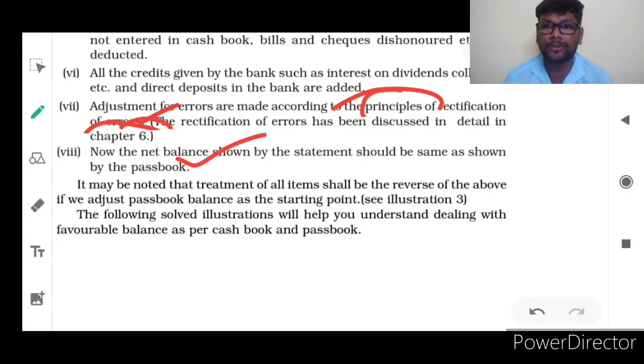If the adjustment starts from the passbook, I told you that preparation of the bank reconciliation statement begins with cash book balances. If it is the passbook, it will be in reverse order. Because it is an inverse relationship, the cash book debit side and passbook credit side are the same, and the passbook debit side and cash book credit side are the same. The following solved illustrations will help you understand dealing with the favorable balances as per cash book and passbook.